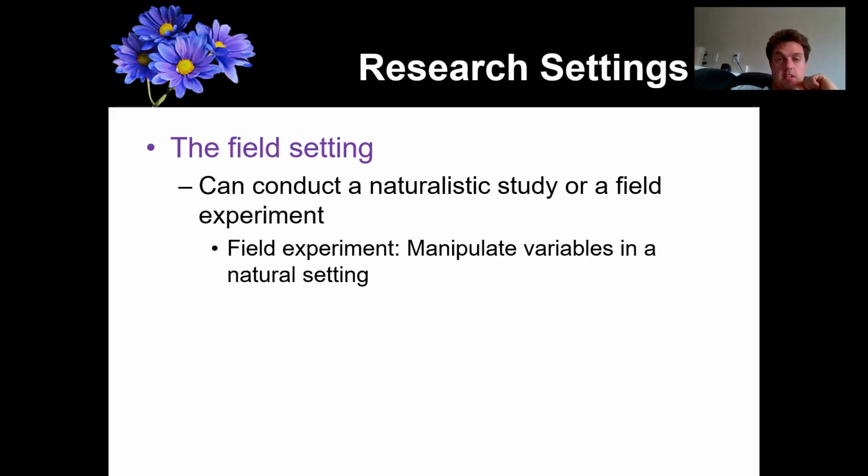Okay, and then kind of an extension of this is to run a field experiment. So this is where, unlike an observation, you actually do still manipulate something. You do still have an independent variable, but it occurs in the real world, in the natural setting.